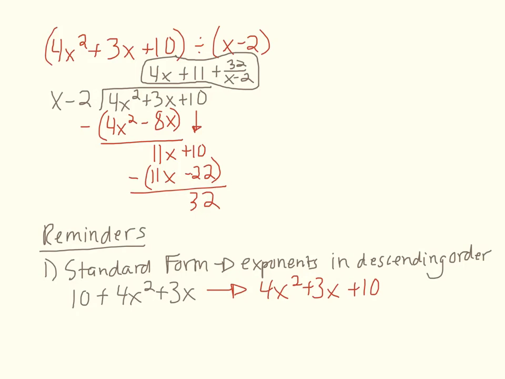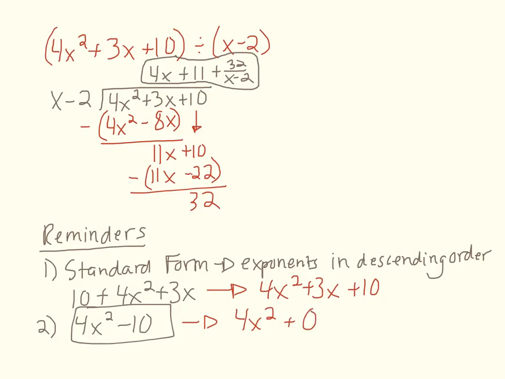And the second thing that we have to remember is, let's say that one of the terms didn't have all of the exponent values. So let's say we had 4x squared minus 10 as one of the polynomials. When we write that in the division, we have to account for every single exponent value. So you'd have to write that as 4x squared plus 0x minus 10. You can think of it as a placeholder, and you need that every time you do this division.